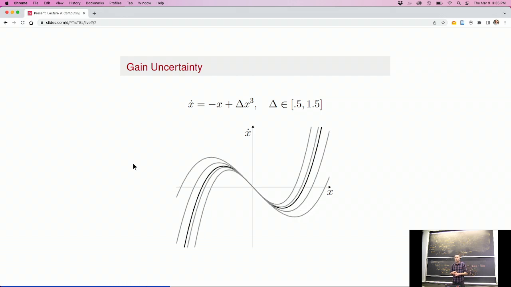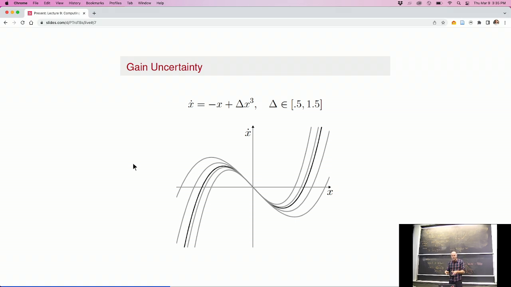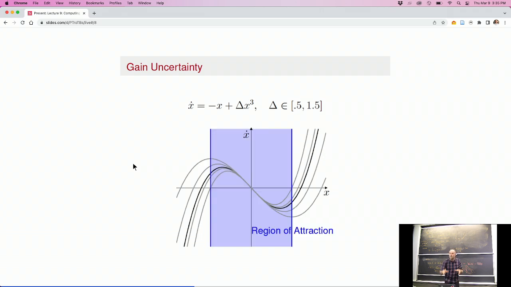But if you find a common Lyapunov function that works for all delta in that region, which you can do with another S procedure. You can have delta be an indeterminate and put another S procedure to say for all delta, for all x in some region, then you can find the robust region of attraction, right, with the sums of squares program.